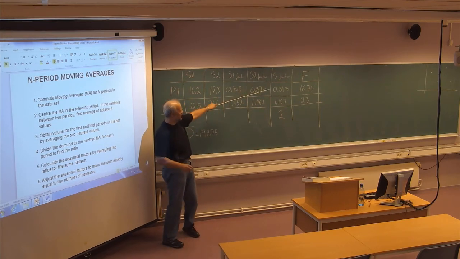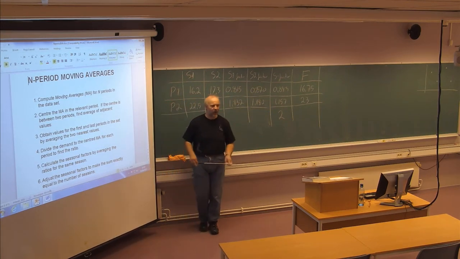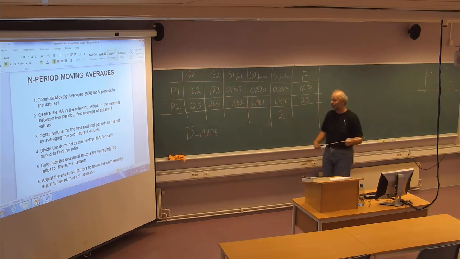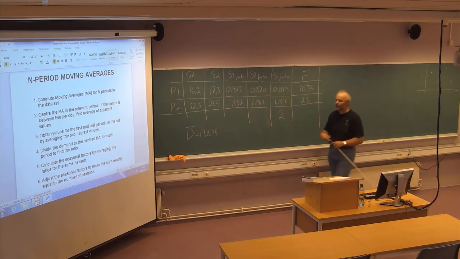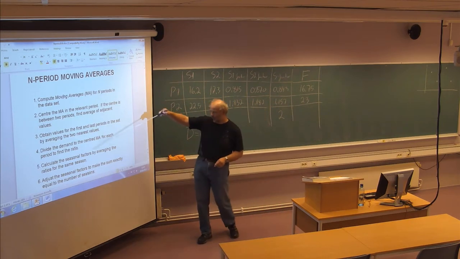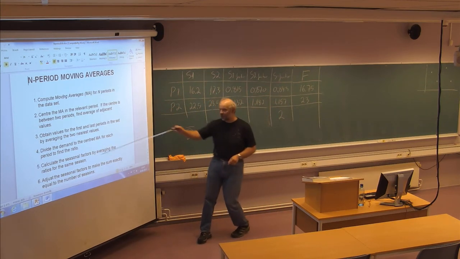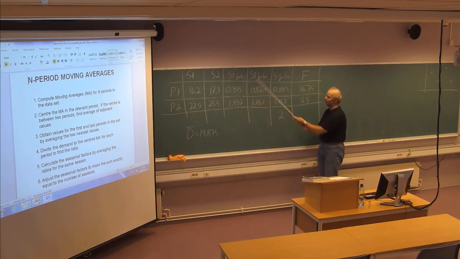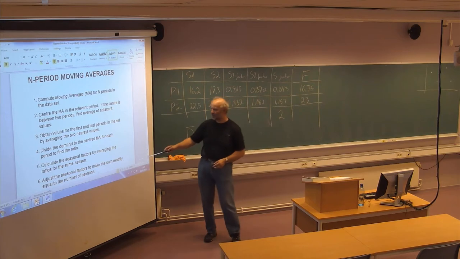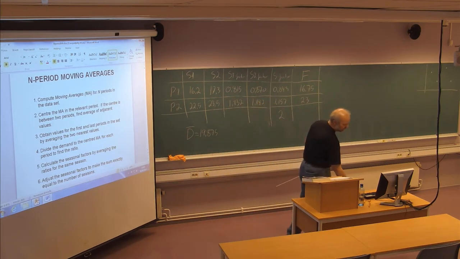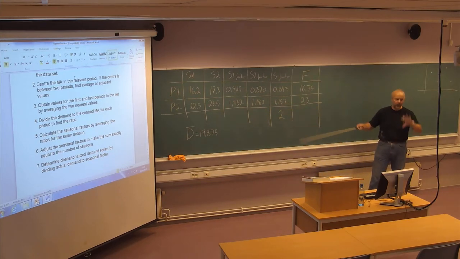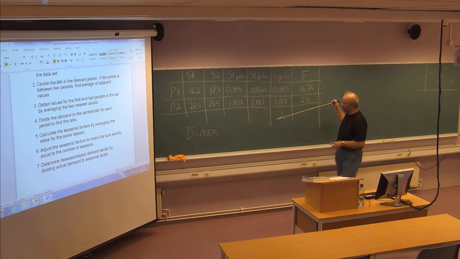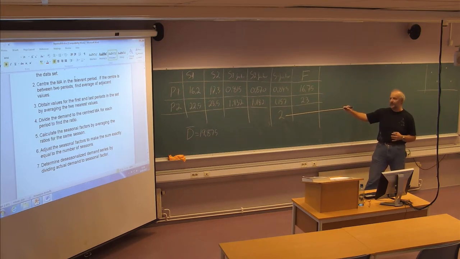Then divide the demand by the centered moving average for each period to find the ratio, which will be more or less the same as the S factor in this example here. We'll find a ratio which will be in some way a percentage of the expected demand for each period in a season. Then calculate the seasonal factors by averaging the ratios for the same season, as we also did here, and then adjust the seasonal factors to make the sum exactly equal to the number of seasons. Here it was exactly 2, but sometimes you will have some small deviation and you need to adjust the seasonal factors so the sum is exactly the same as the number of seasons.